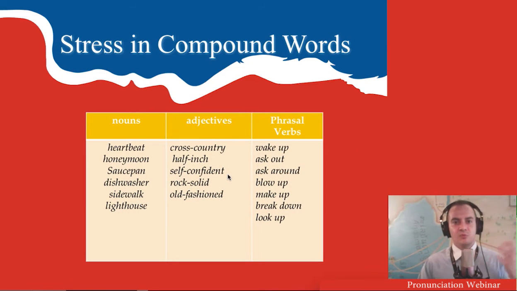Okay, so we're almost finished with the stress rules. There's only one type of word left. You guys are doing great. The last type of word is compound words. These are words that are made up of 2 or more words.